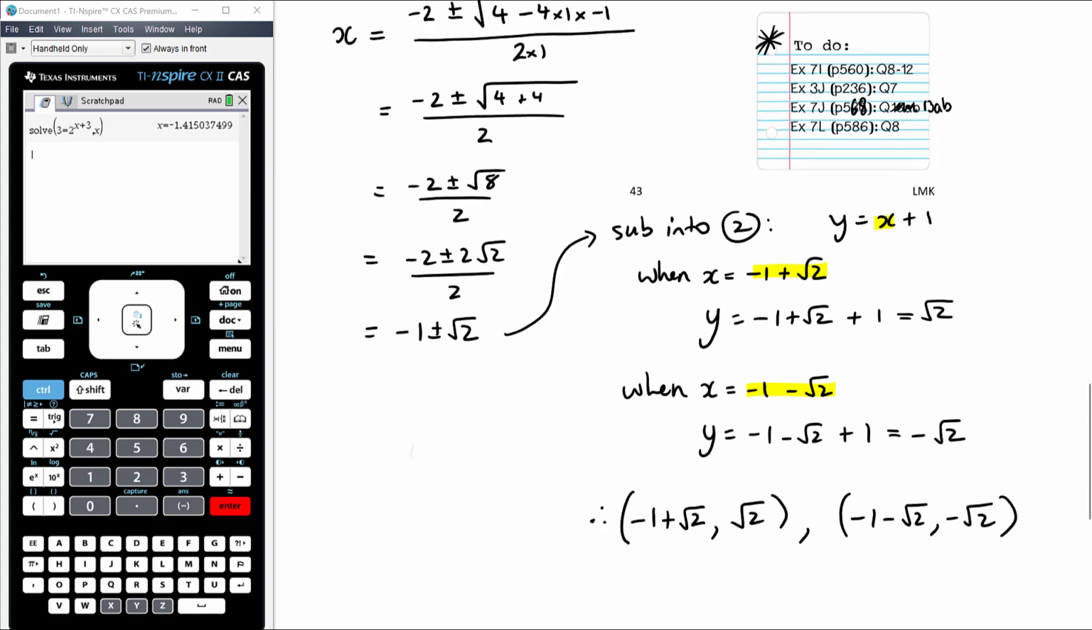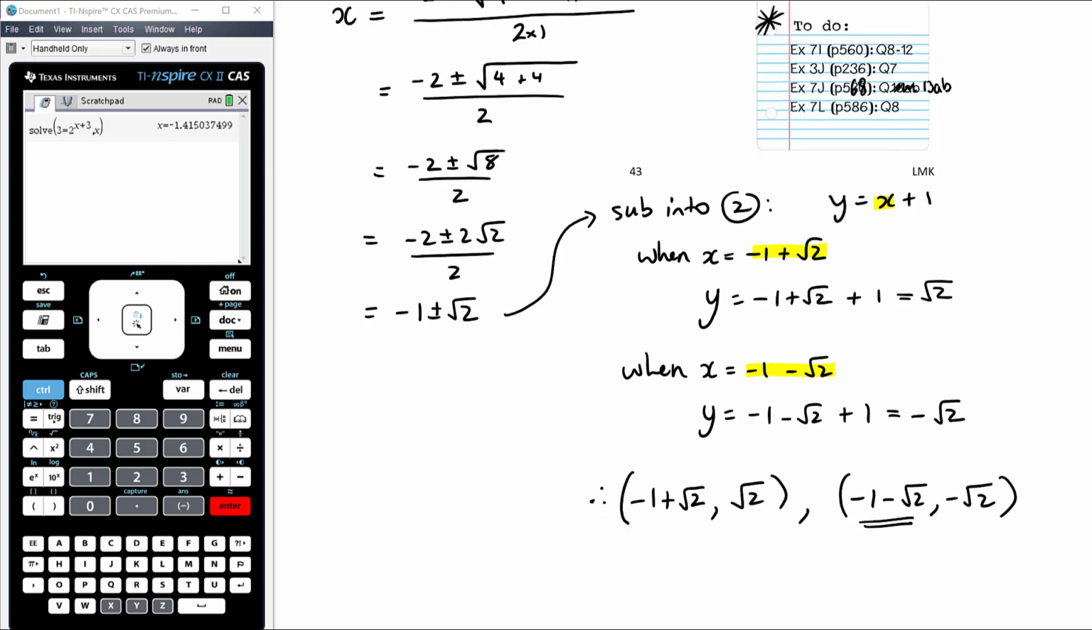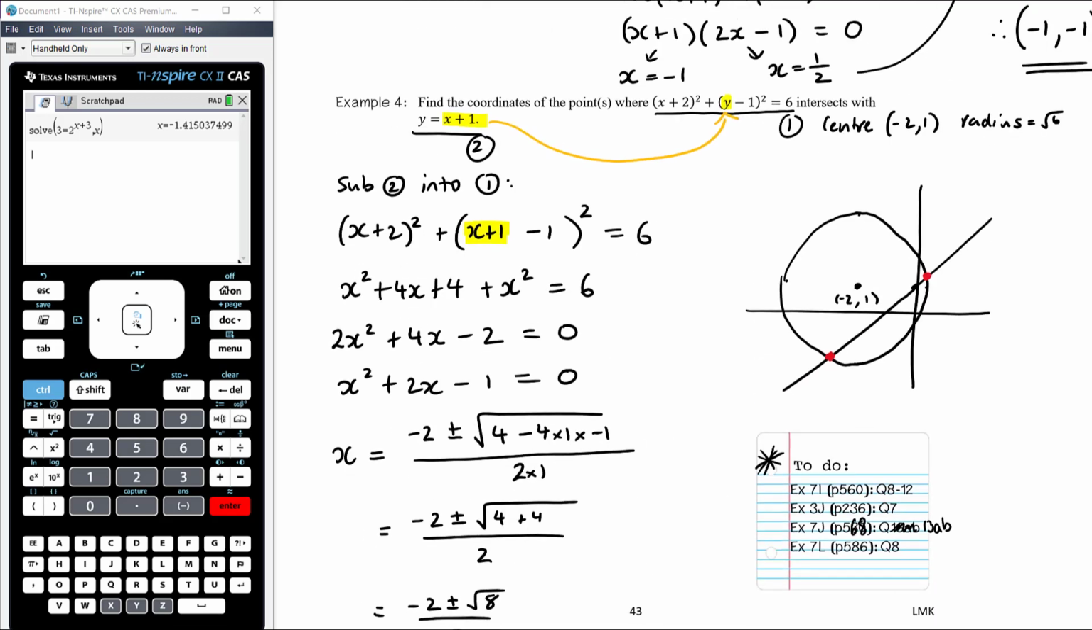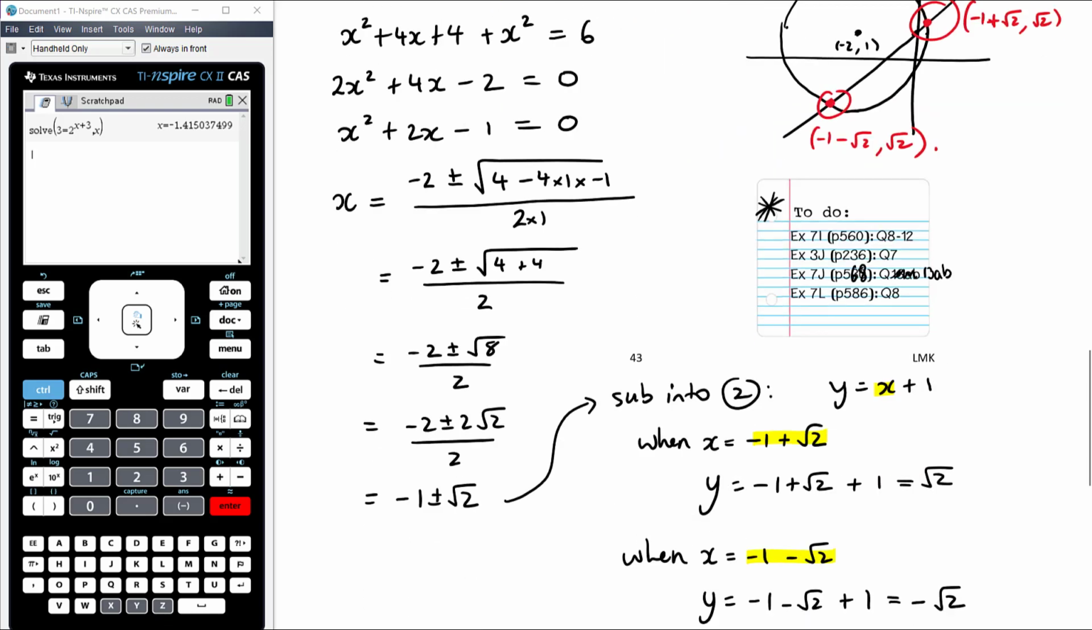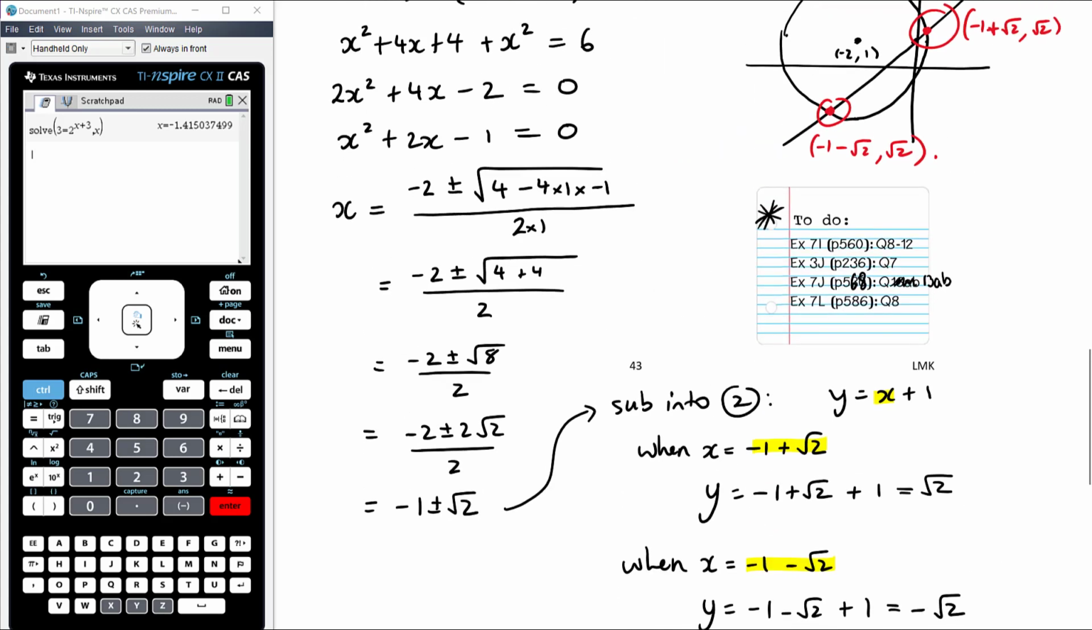And again, that's fitting with what we're seeing. This is clearly a negative number, this is going to be a positive number because √2 is bigger than 1. So this is a positive and a positive, this is a negative and a negative, okay? And that makes sense given where we were expecting the points of intersection to be. A positive and a positive up here, so that's going to be −1 + √2, √2, and a negative and a negative here, so it's going to be −1 − √2, −√2. Okay, and so there are the coordinates of our points of intersection.